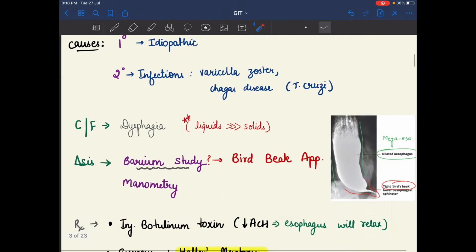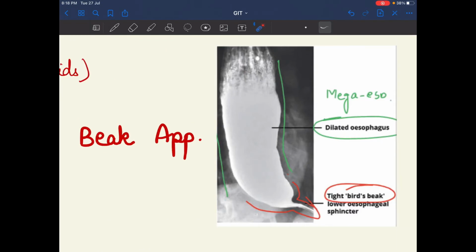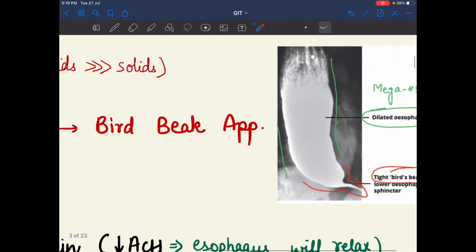For diagnosis, we do the barium study, or we can also do manometry. In the barium study, we find the bird beak appearance, as we see here. The esophagus is contracted here, and all the food particles get accumulated in this part, so it leads to mega esophagus, and the bird beak appearance is seen in achalasia cardia. Please remember this photo, it's very important.